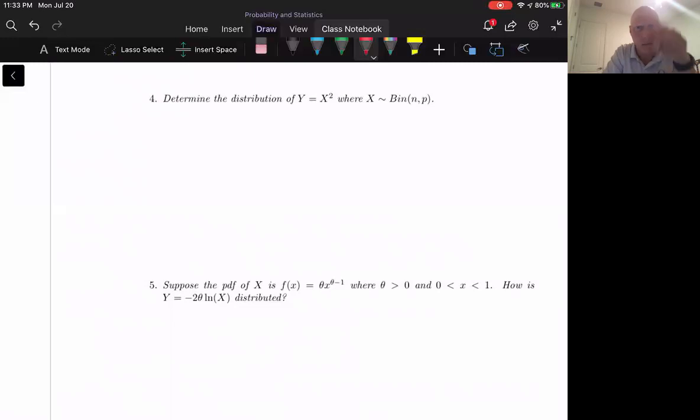And so x is binomial. So that means x can be 0, 1, 2, 3, 4, and so forth. So let me write that down. So we know that p of x is n choose x, p to the x power, q to the n minus x power, or you could write 1 minus p if you prefer. And x, again, starts at 0 and goes up to n. So this is your binomial PMF.